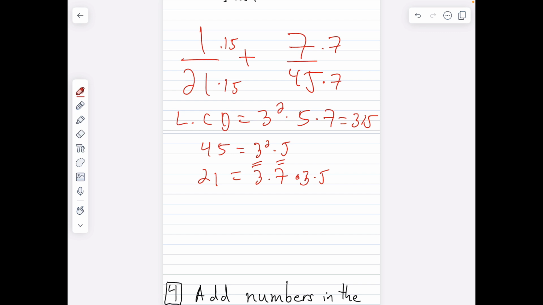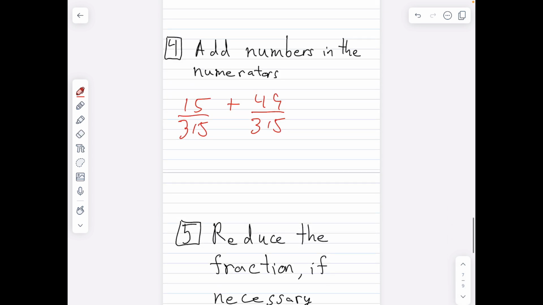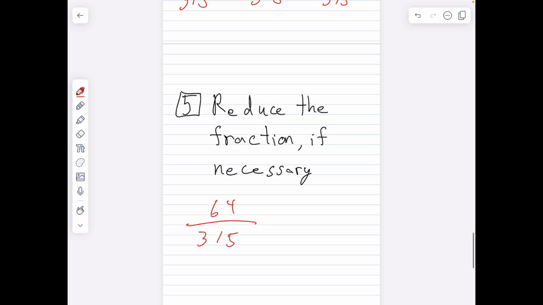All right, so now we get to the point where we have 15 over 315 plus 49 over 315. And we're just going to add these up, and this gives you 64 over 315. And last but not least, if you could reduce this fraction, we often ask you to do so. And you'll see the word simplify if necessary. So basically that's indicative of you to simplify by reducing. So is there a number that goes into both 64 and 315? And there is not. Nothing divides both 64 and 315.